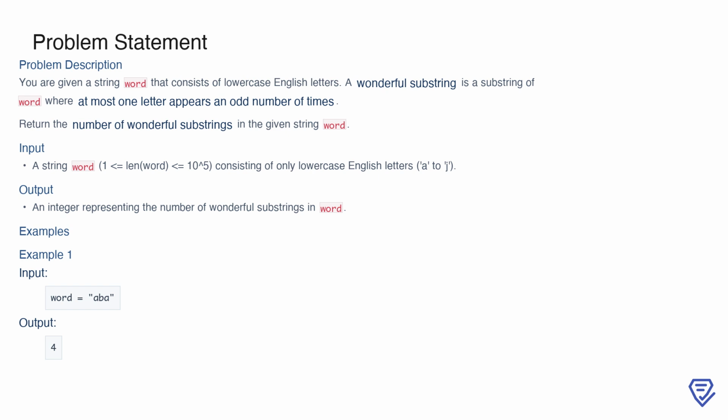For example, if the input string is ABA, the output will be 4, as there are 4 wonderful substrings in that case. The input constraints specify that the string length can go up to 100,000 characters, and it will only contain letters from A to J. This means the solution needs to be efficient to handle large strings.